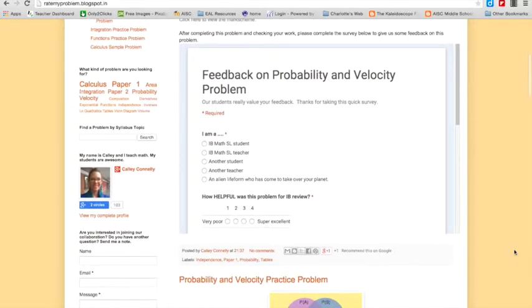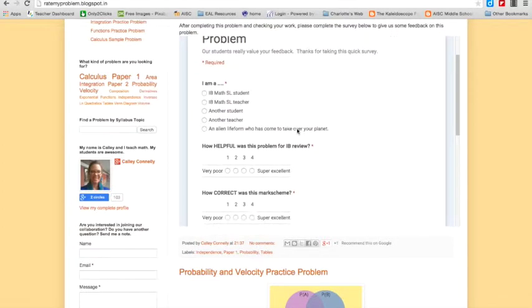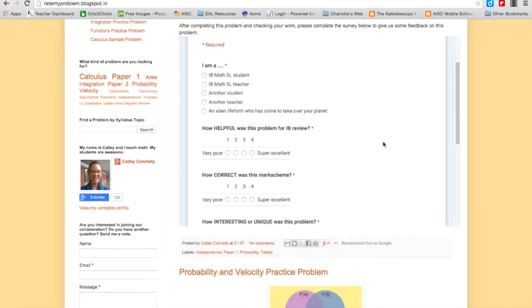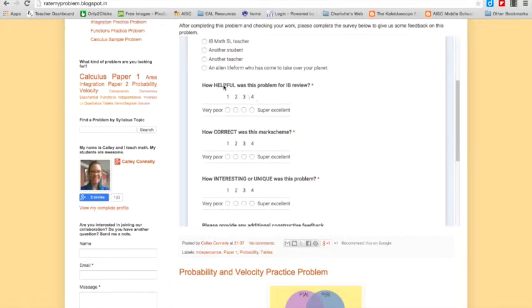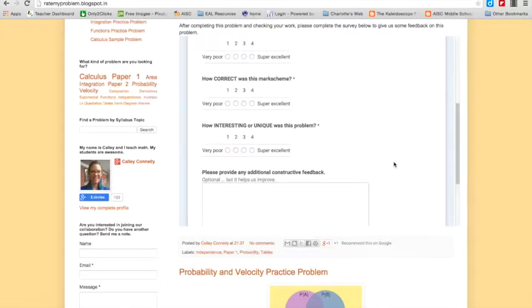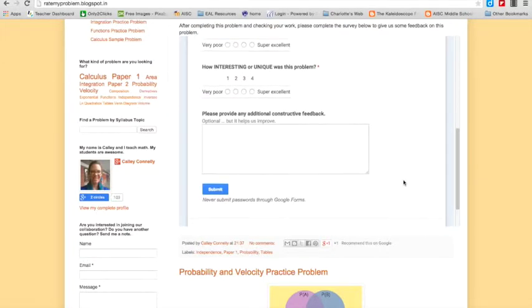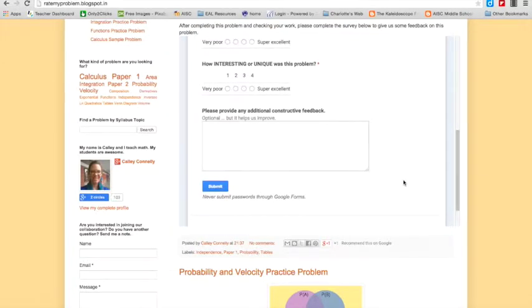So the feedback form links to a Google form. And I'd like to know, first of all, if you're giving me feedback, are you an SL student or teacher? Are you just another student or teacher? Or are you an alien life form come to take over the planet? How helpful did you find this problem? How correct did you find this mark scheme? And how interesting or unique was the problem? And we would like some additional feedback. The form is submitted and the form is shared then with myself and also with the student so that we both can get some feedback about the quality of our problem.